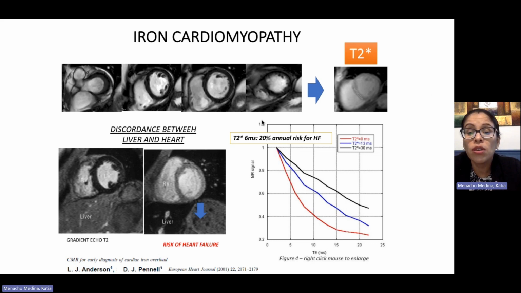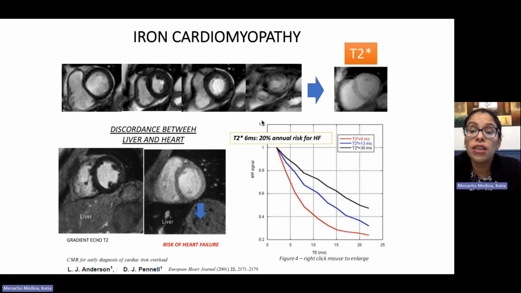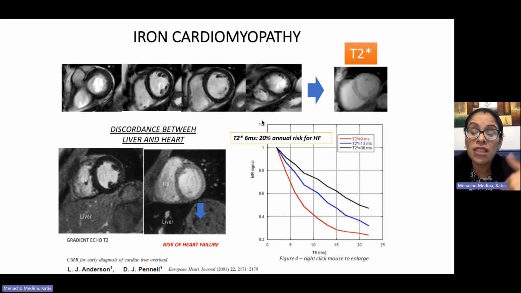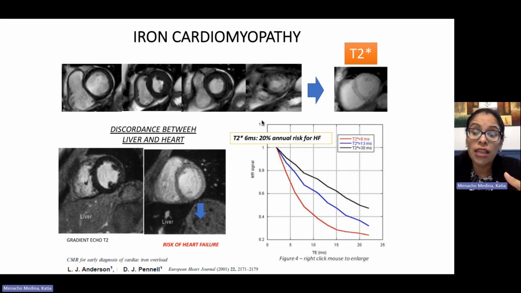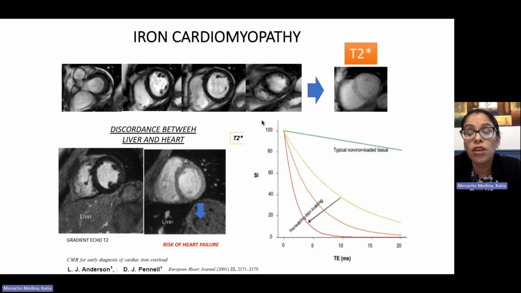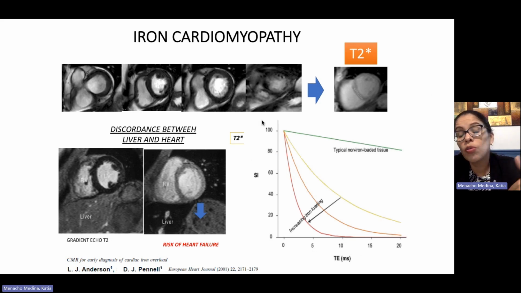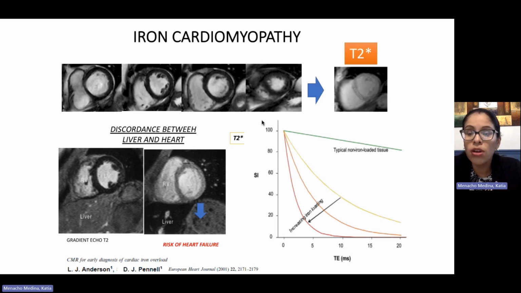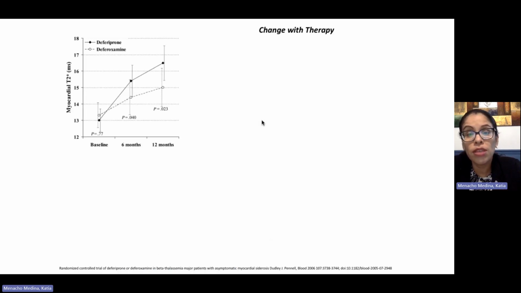You can see that iron becomes more severe when the T2 star is less than 20 milliseconds, and severe when it's less than 10 milliseconds, with a higher mortality of patients. And when it's 6 milliseconds, there is a 20% annual risk of heart failure. So the lower the T2 star curve goes towards 0, the higher the mortality of the patient.